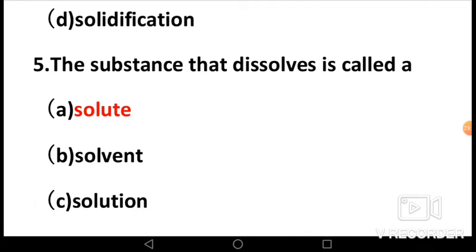The substance that dissolves is called, the answer is solute, because the substance in which the solute dissolves is called solvent, and solute and solvent together form solution. Means the substance that dissolves is called solute.